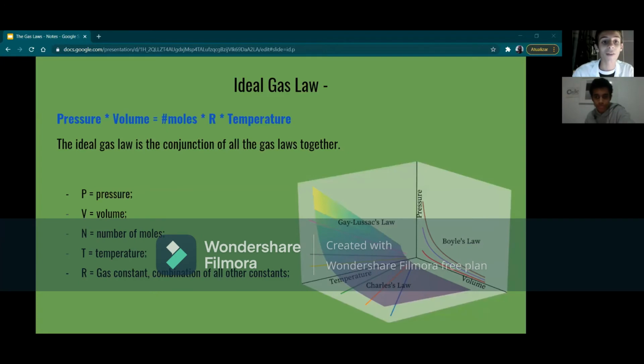So lastly, we have the ideal gas law, which is the conjunction of all the gas laws together. This law only applies to ideal gases, meaning when none of the gas particles interact with or attract each other. In the graph at the side, we can see the interpretation of most gas laws. Guy-Lussac's involving pressure and temperature, Charles's involving volume and temperature, Boyle's involving pressure and volume. Though Avogadro is not represented in the graph, it would involve the number of moles plus the volume.